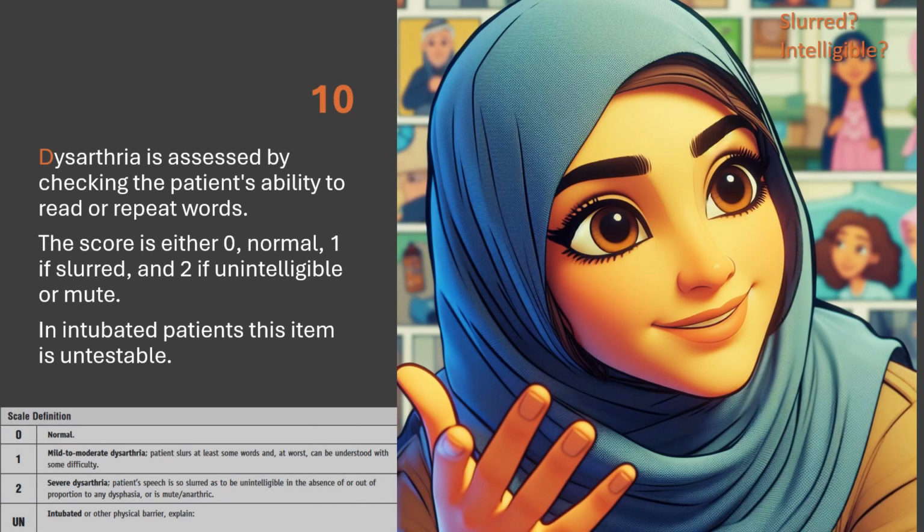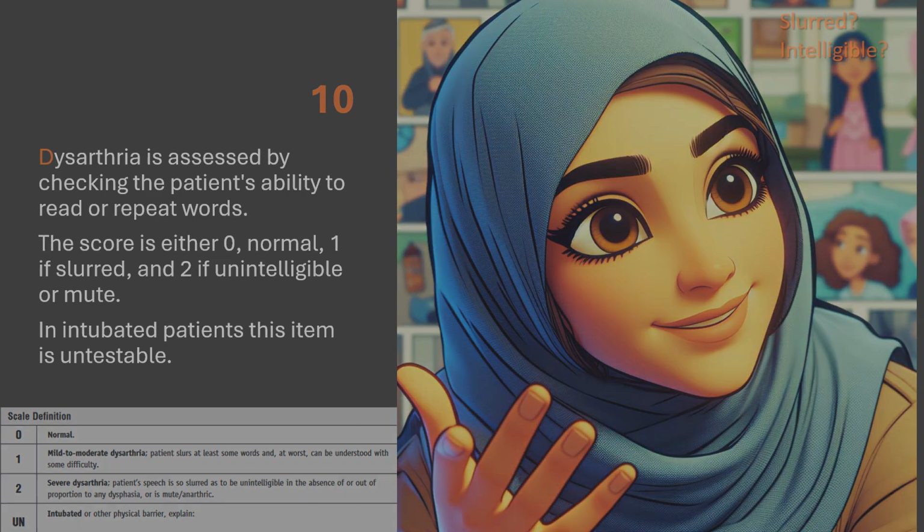Dysarthria is assessed by checking the patient's ability to read or repeat words. The score is either 0, normal; 1 if slurred; and 2 if unintelligible or mute. In intubated patients, this item is untestable.